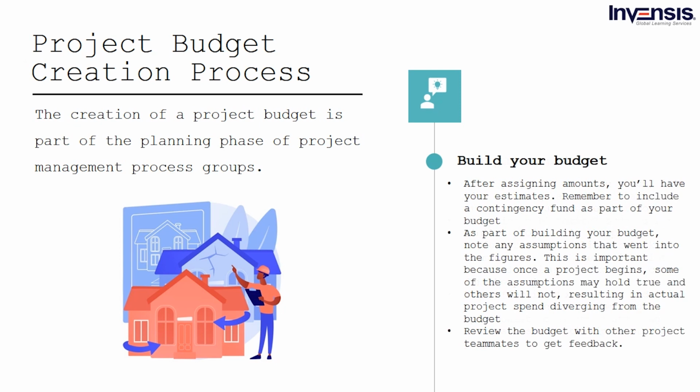The fourth step is to build your budget. You'll have your estimations once you've gone through the list of resources needed for the project and given amounts. Remember to account for a contingency fund in your budget.